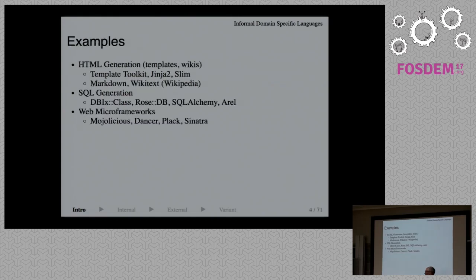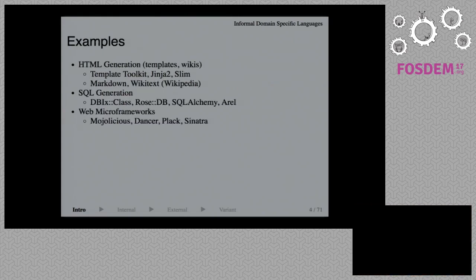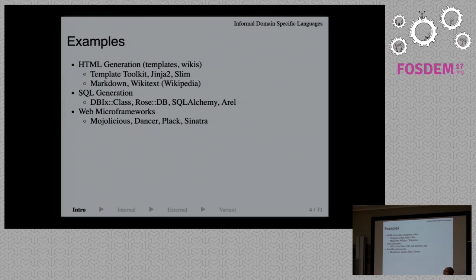A few examples, so templating languages. Markdown, there's Wikipedia's Markdown. For SQL generation, we have ORMs. There are also a lot in different languages. In Perl, there's DBIx::Class. Then in Python, SQLAlchemy. In Ruby, there's Arel. And these are all ways of avoiding writing SQL. But you still have your own little isolated informal DSL in these to generate these languages.